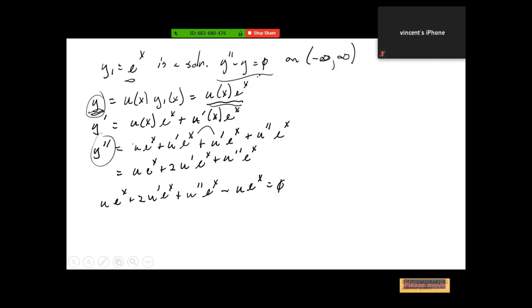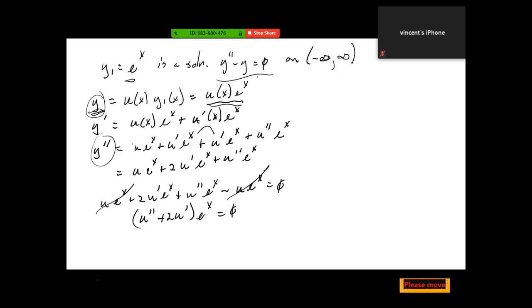All right, now what you get out of this is that this one and that one add to 0. Those are the two terms that had u's in them, just u. So that means, I'm going to rearrange the order here, you get u double prime plus 2u prime times e to the x is equal to 0.